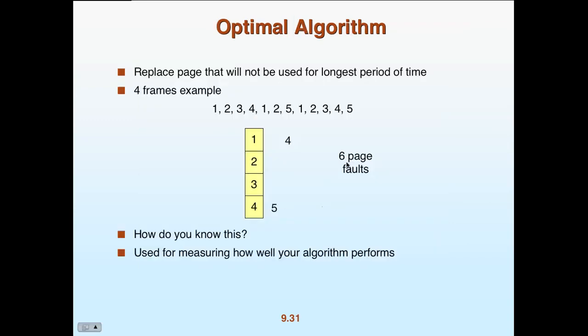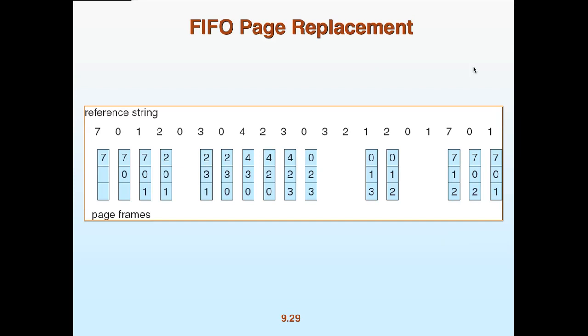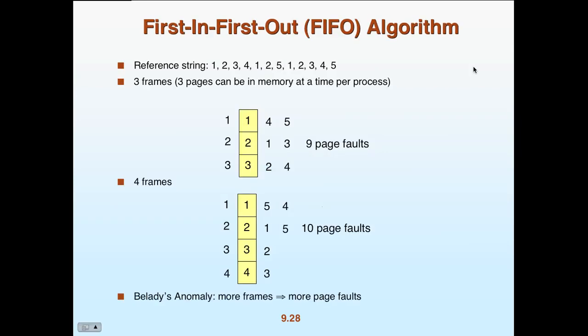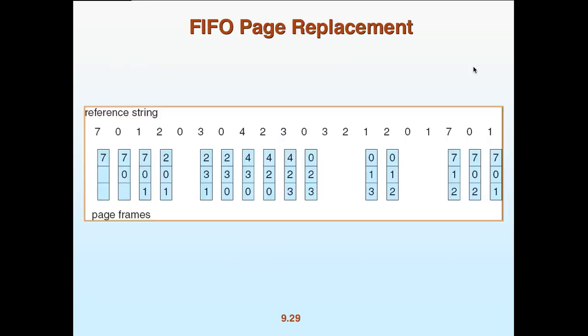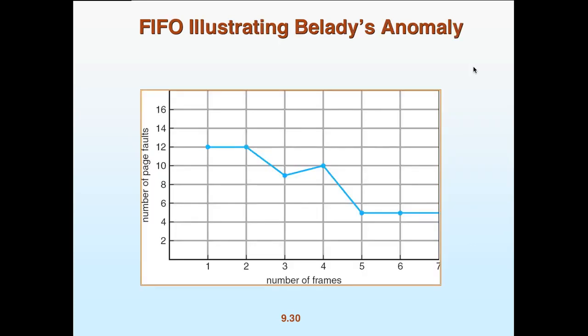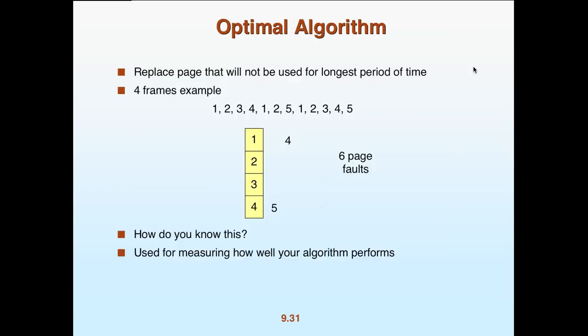Optimal algorithm: replace the pages that will not be used for the longest period of time. And something to note here, first in, first out is an algorithm for page replacement, and it follows the basic anomaly of saying, the more frames, the more page faults. It gets to a certain point where the number of frames balances, and we're filling it up and unloading it first in, first out.